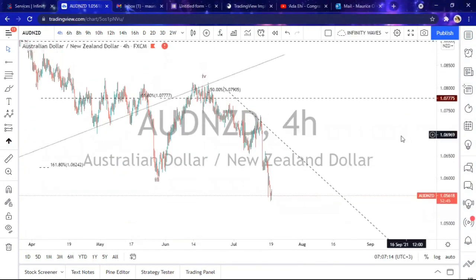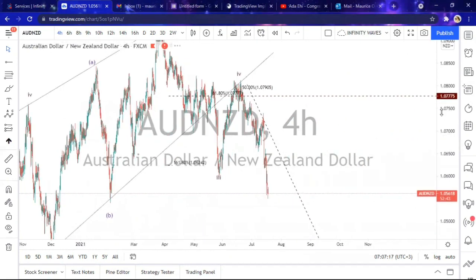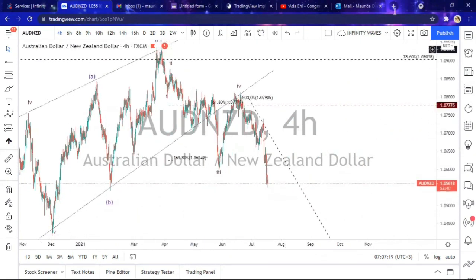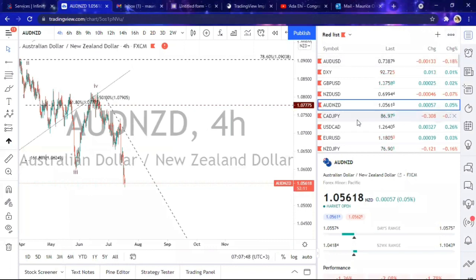Australian dollar, New Zealand dollar. We shared this analysis around April in our Facebook page. Price was at this level. Price took some time here before it broke down. So we were waiting for sales to happen here. This move to go back up and the next move to come down, and price is now down. So right now we're expecting a corrective structure here, then the next move down. So that's for Australian dollar, New Zealand dollar.